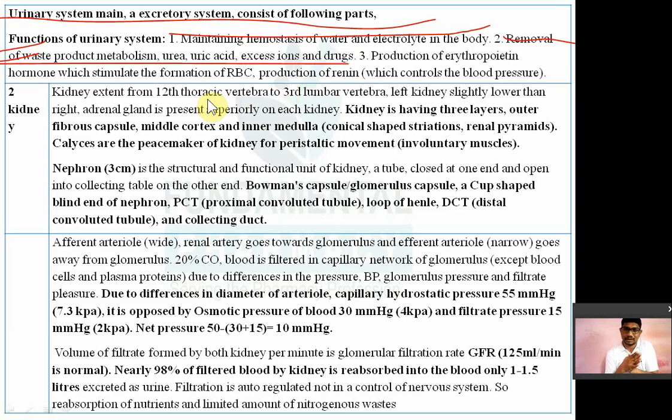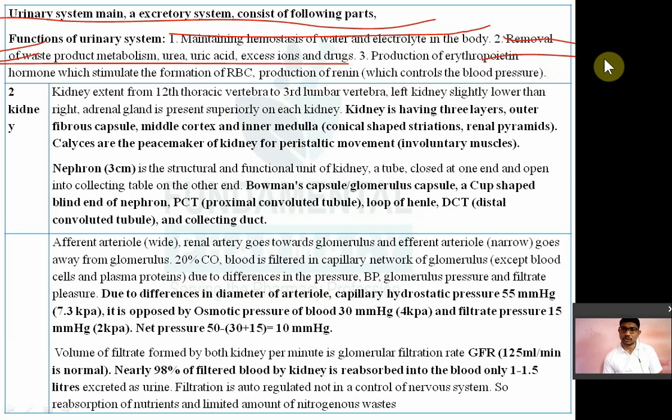So removal of waste products of metabolism like urea, uric acid, excess of ions, and drugs. So removal of drugs and their metabolites also. Then production of erythropoietin. So the third function is production of erythropoietin.